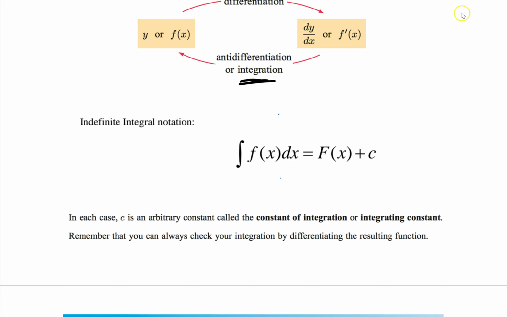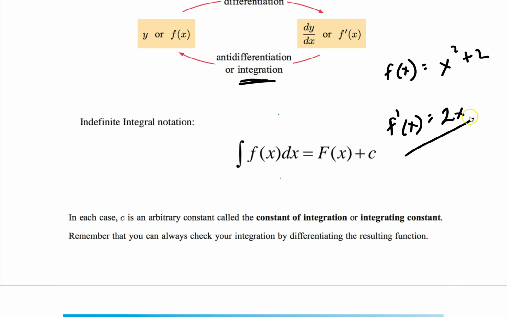Well, let's think about it. Let's say I give you a function like f of x equals x squared plus 2. Let's take a derivative. Bring it down, subtract 1 off, the derivative of the constant goes away. So that's my derivative.